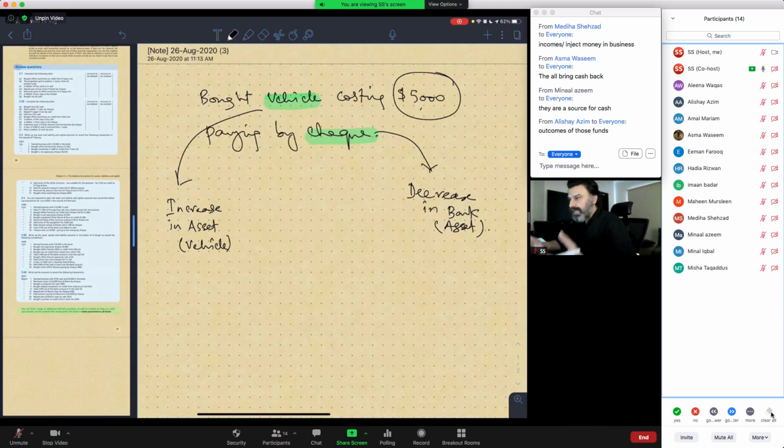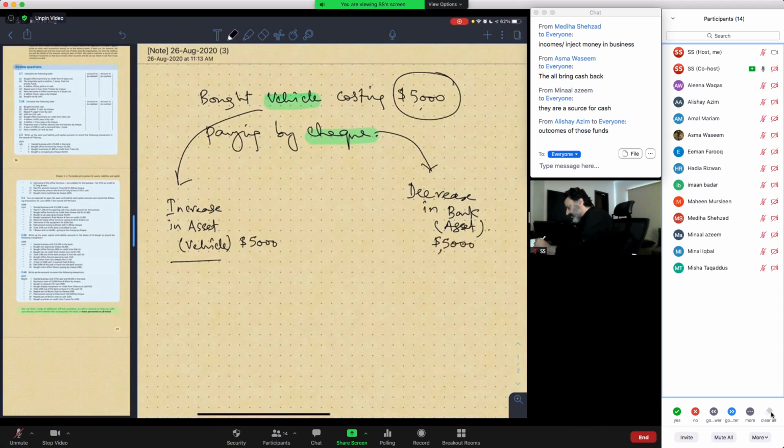Now we have to translate this English language sentence, bought vehicle costing $5,000 paying by check, into the accounting language. And the accounting language simply means break it down into one debit entry and one credit entry. That means which particular part belongs to the left side of the accounting equation and what part belongs to the right side. So how do we do this? The next part of our thought process is, okay, increase in the asset, $5,000, decrease in the bank, $5,000. We identified these objects.